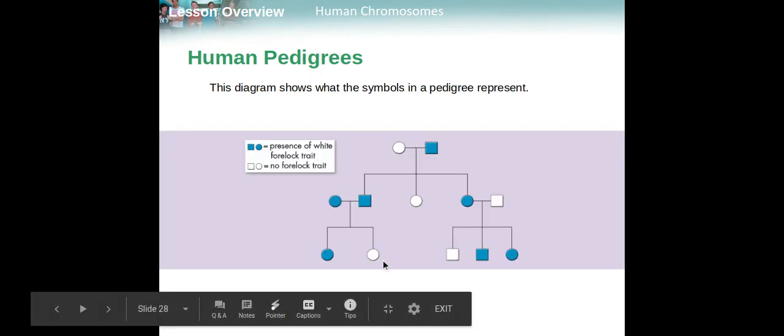So this is basically what a pedigree looks like. Normally we would do this, but I don't know that we're going to have time. We'll see. We need to get to evolution too.